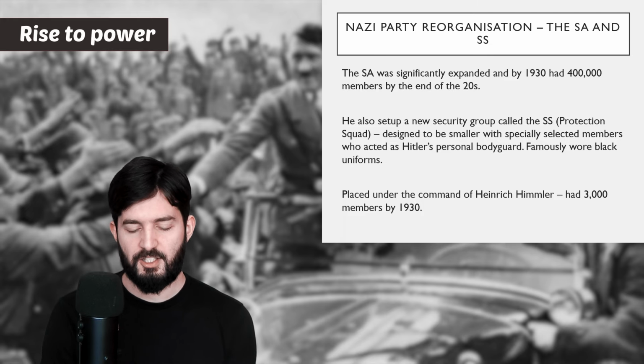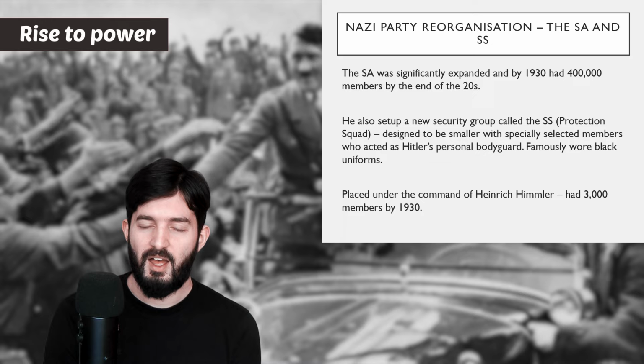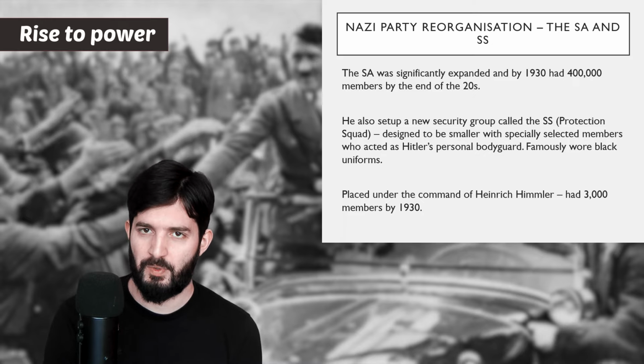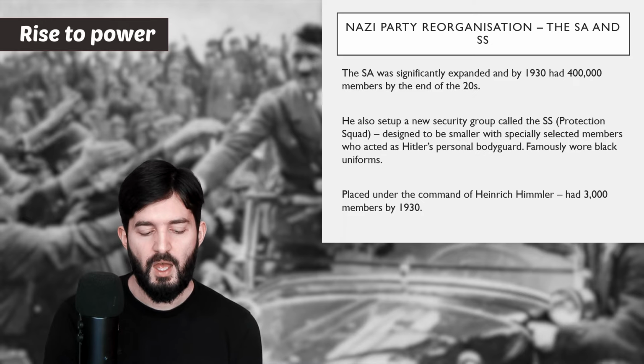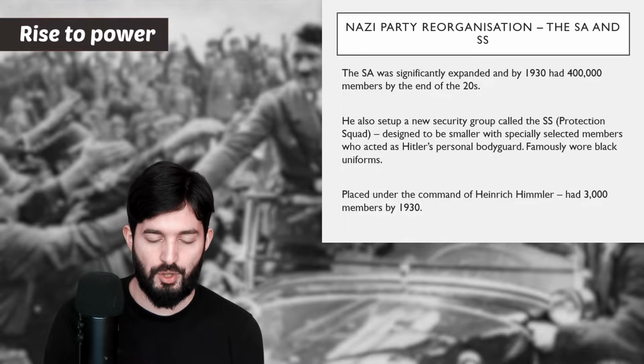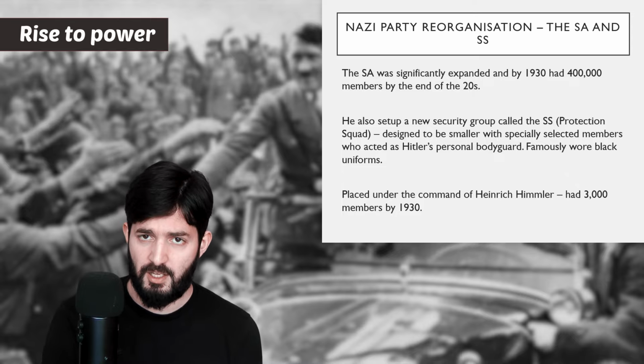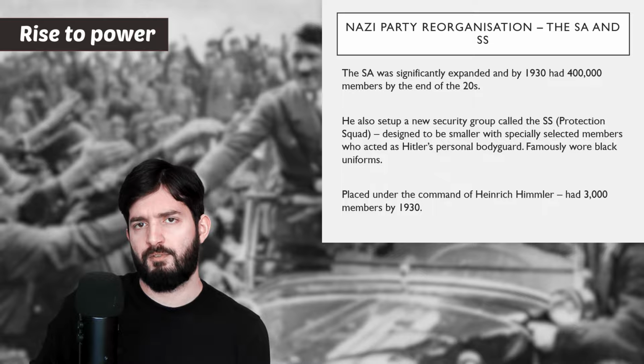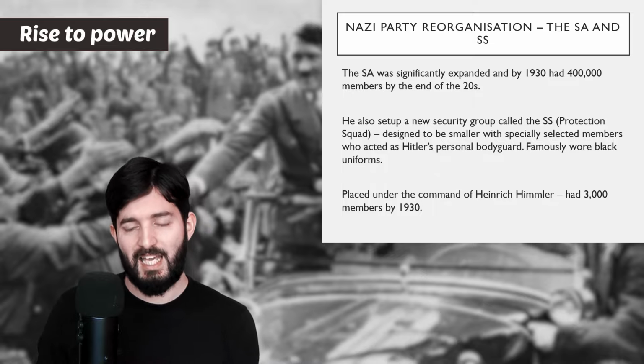And they get placed under the command of someone called Heinrich Himmler. Again, a name which you should be aware of. He's one of the two main individuals underneath Hitler's command. And the SS has 3,000 members by 1930. So again, it's a more focused and small group compared to what the SA is meant to be.